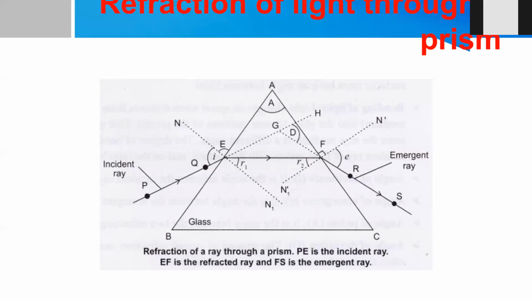This angle will tell you how much deviation has taken place when the ray of light enters inside the prism and when it comes out. So this angle is formed between two rays. Between which two rays? The incident ray PE, which is extended to point H. And can you see here, the FS ray, which is the emergent ray, is extended backward to point G. The angle between the two lines is the deviation angle. This angle will tell how much deviation has taken place when the ray of light comes in and moves out.